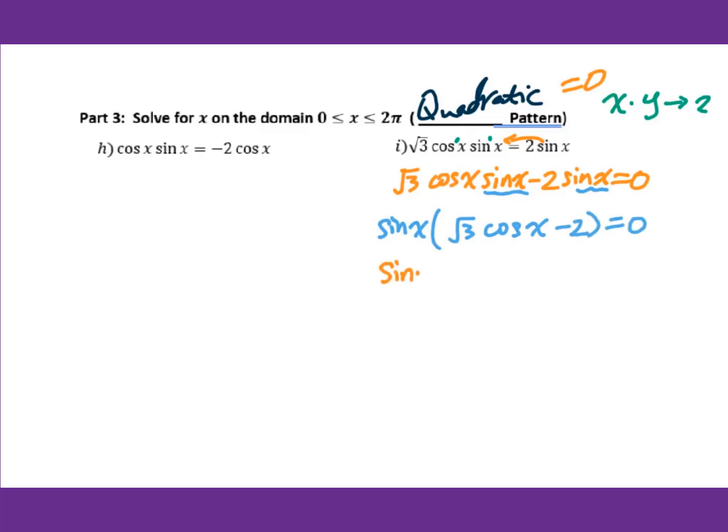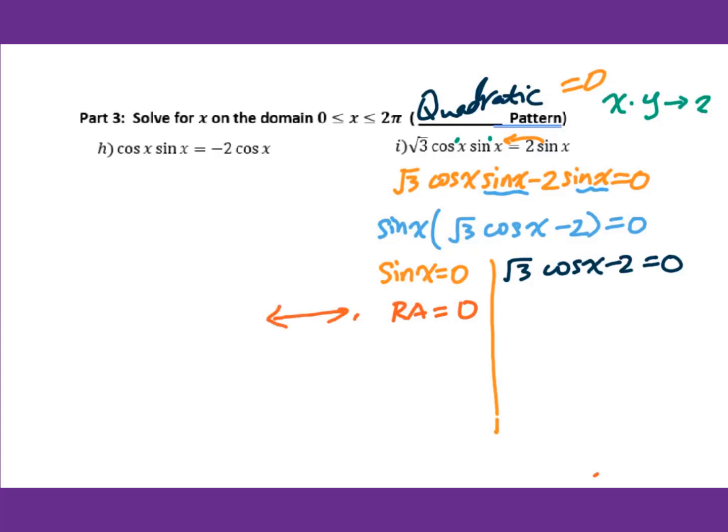Therefore, you got sin x equal to 0. And also, we set up square root of 3 cosine x minus 2 equal to 0. For sin x equal to 0, reference angle, that's 0. Therefore, we got 0, here's pi. x1 equals 0, x2 equals pi.